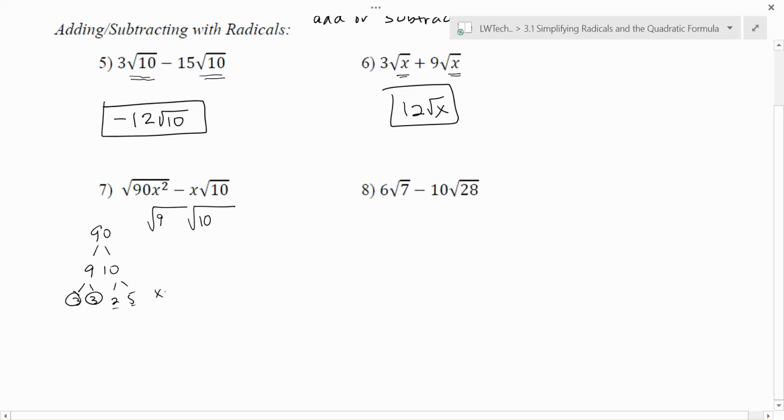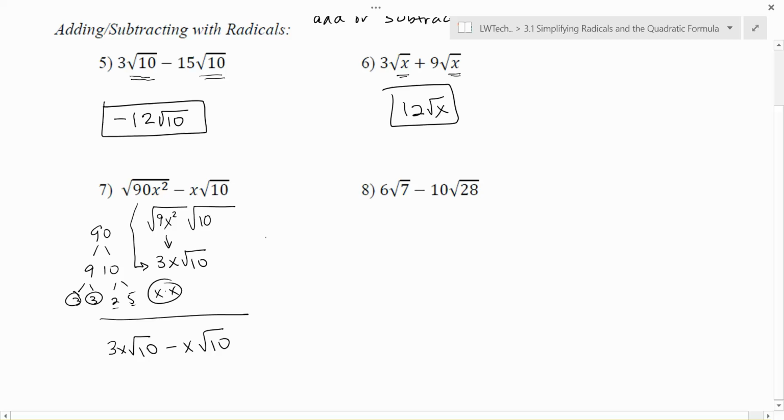Then I look at x squared. X squared is a pair of x's, so that goes in the first group, and I can take the square root of this first expression altogether. The square root of 9 is 3, the square root of x squared is x, and then I have the square root of 10. So the square root of 90x squared is the same thing as 3x root 10. All right, this is getting kind of messy. Let's rewrite it. So the square root of 90x squared is 3x square root of 10 minus x square root of 10.